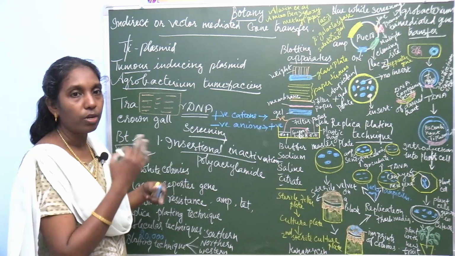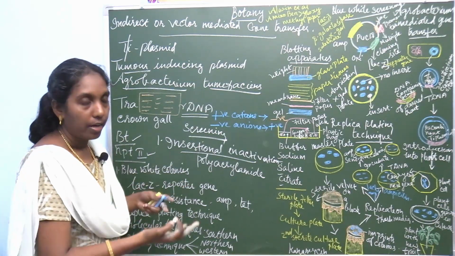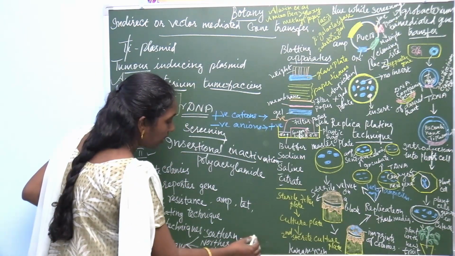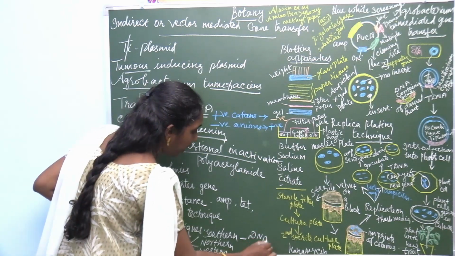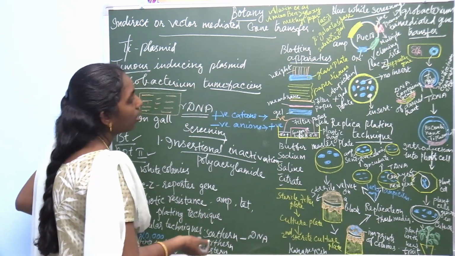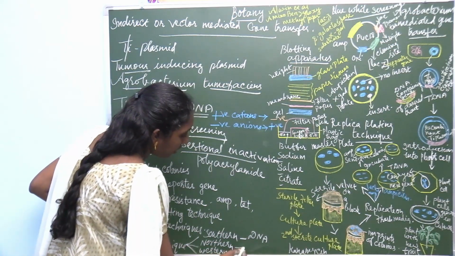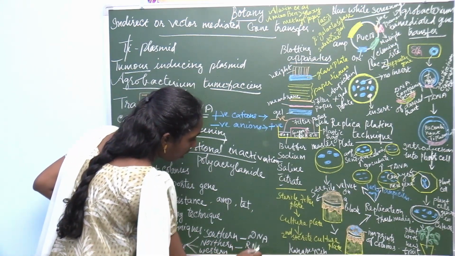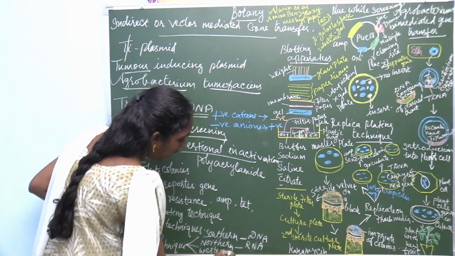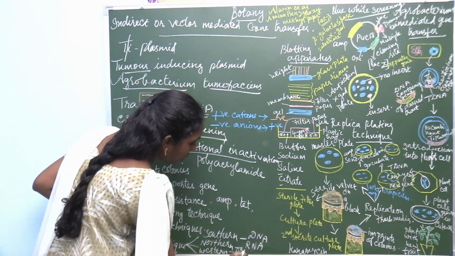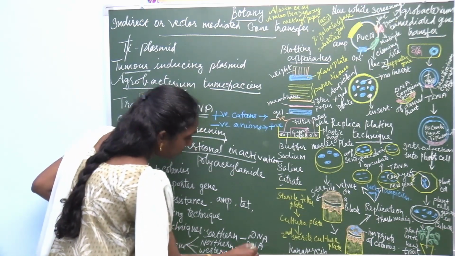Nitrocellulose paper. So southern is the transfer of DNA from agarose gel to nitrocellulose filter paper, northern is the transfer of RNA, and western is the transfer of protein.